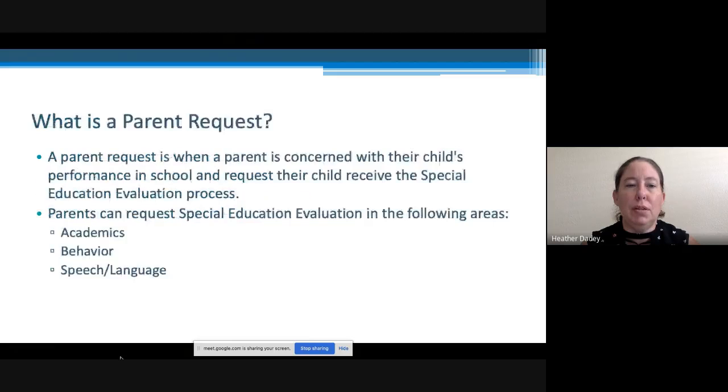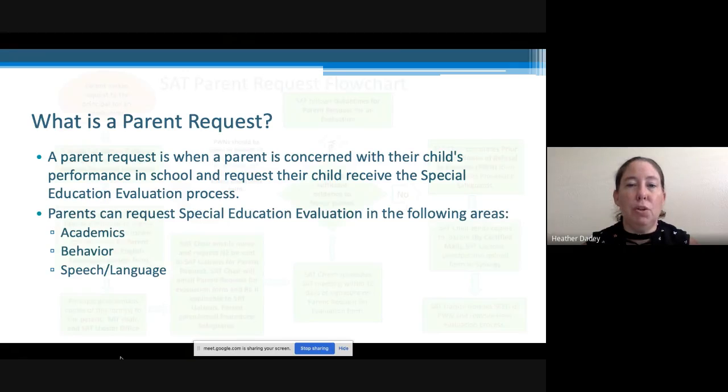So what is a parent request? A parent request is when a parent is concerned with their child's performance in school and requests their child receive the special education evaluation process. Parents can request special education evaluation in the following areas: academic, behavior, speech, and language.